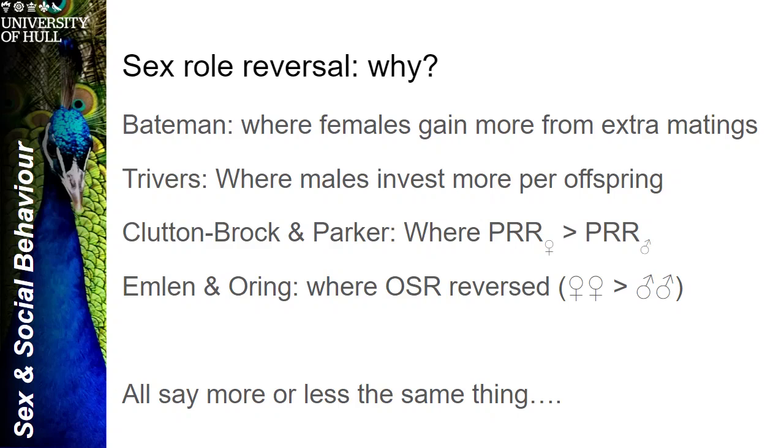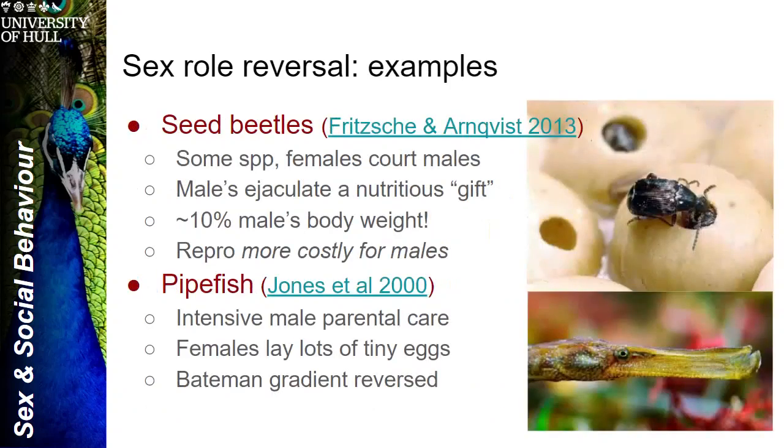Trivers would say it's where males are the ones which invest more per offspring for reasons dictated by the ecology. Think about the seahorses, where the males are becoming pregnant and investing a lot in each offspring. Clutton-Brock and Parker would say it's where the potential reproductive rate of a female is higher than the potential reproductive rate of a male. And Emlen and Oring would say it's where the operational sex ratio is reversed. All of these are more or less the same thing. Not exactly, but more or less. So effectively, that is the situation in which you would get role reversal.